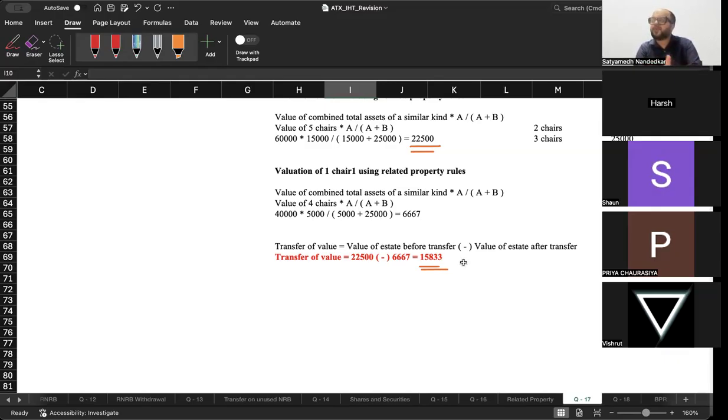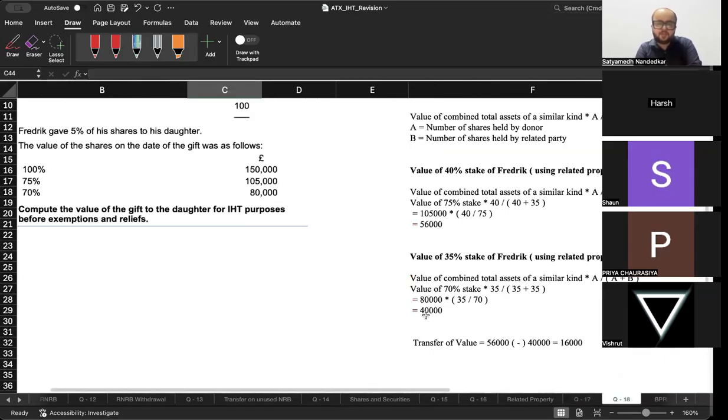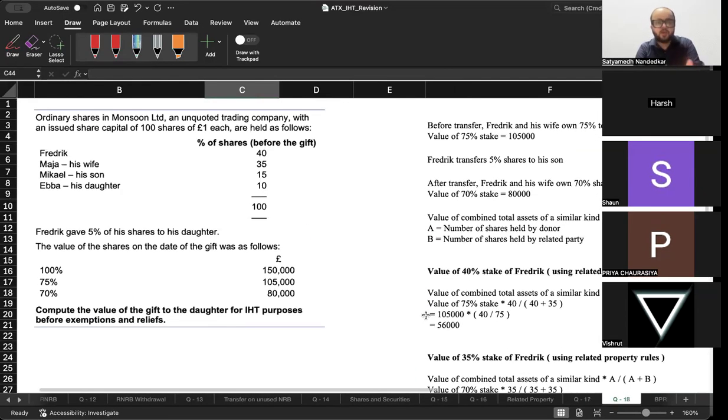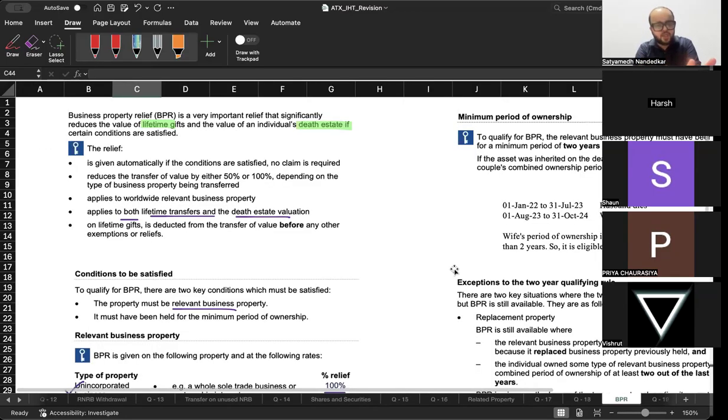Not too many questions have been asked on related property, but this is something different, something unique, which is why I want you to do this properly. The next question is related property only, but this is related property for shares. So the meaning of A and B in A upon A plus B changes a little.